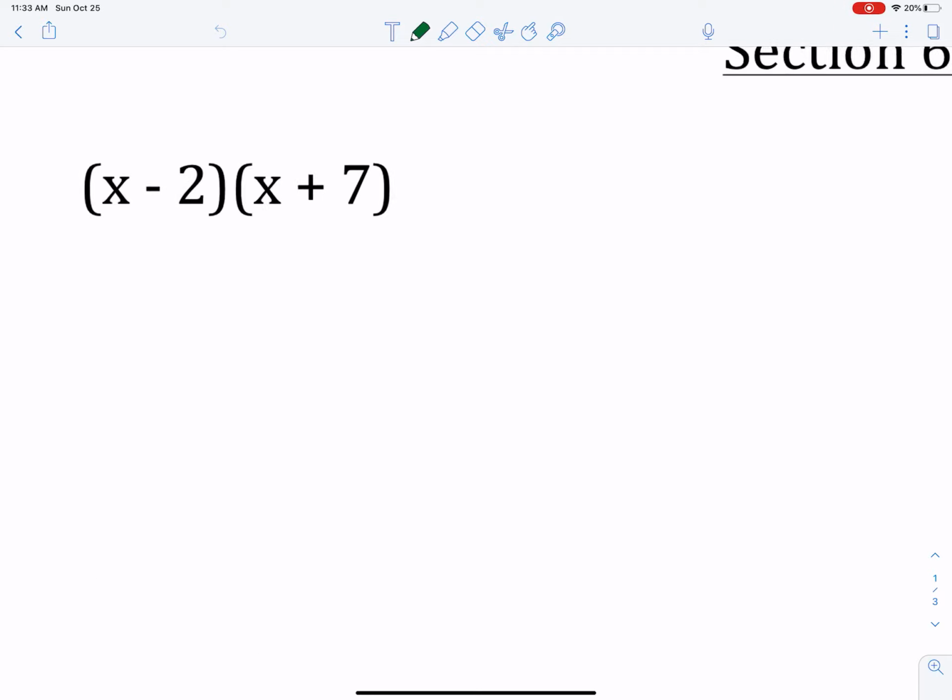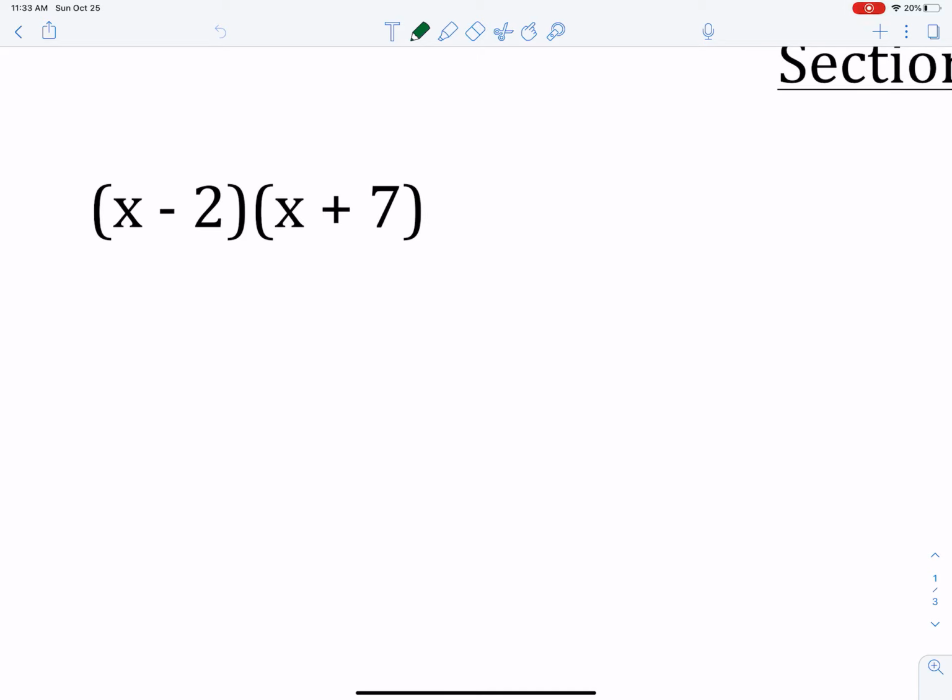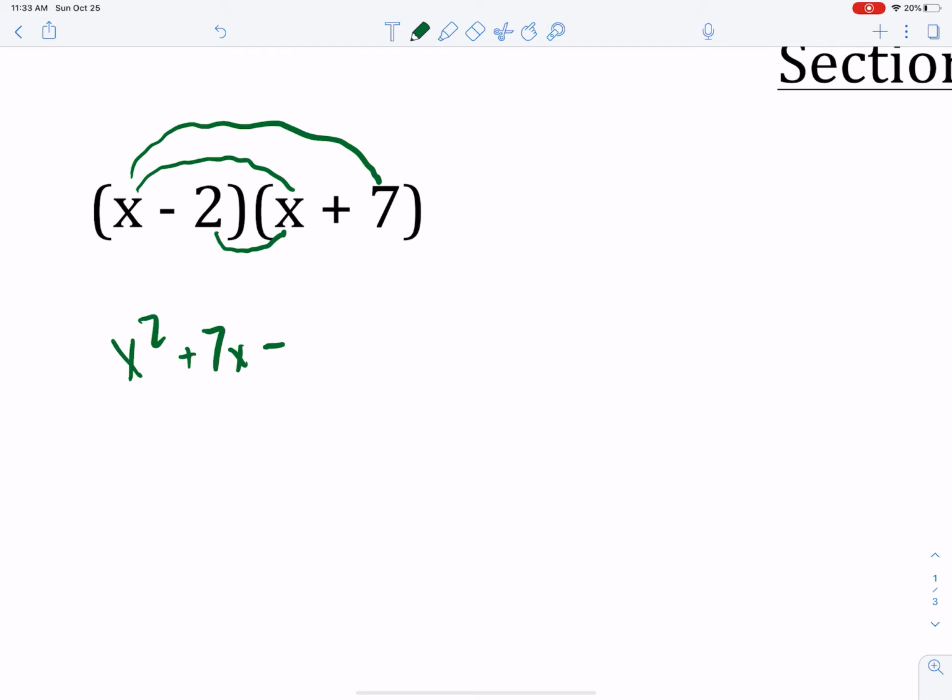So let's start by reviewing the FOIL method. Let's say we have x minus 2 times x plus 7. If we do x times x, the first terms, we get x squared. Multiplying the outside terms, x times a positive 7 would be plus 7x. The inside terms, negative 2 times x is minus 2x. The last terms, negative 2 times 7 would be minus 14, like that.